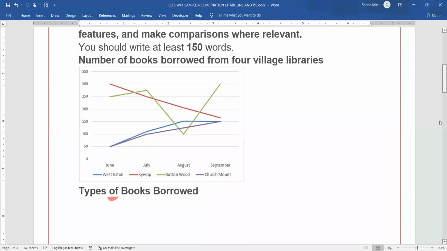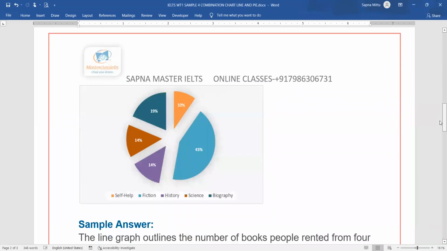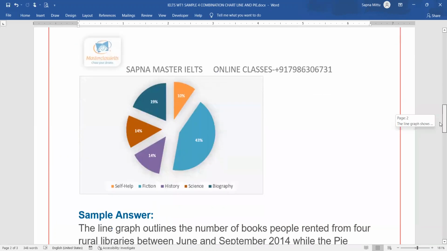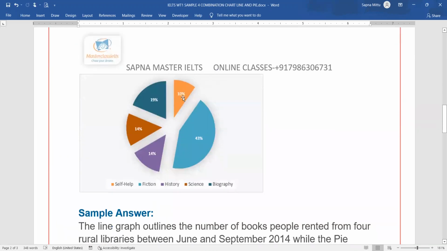That was a pie chart. And this is the pie chart. You can see here types of books borrowed. Okay, this is self-help, this is fiction, this is history, this is science, and this is biography. And we have biography, 43% is fiction book, सबसे ज़्यादा है.